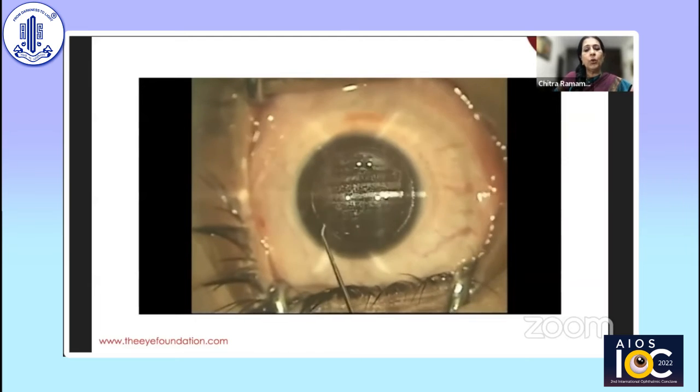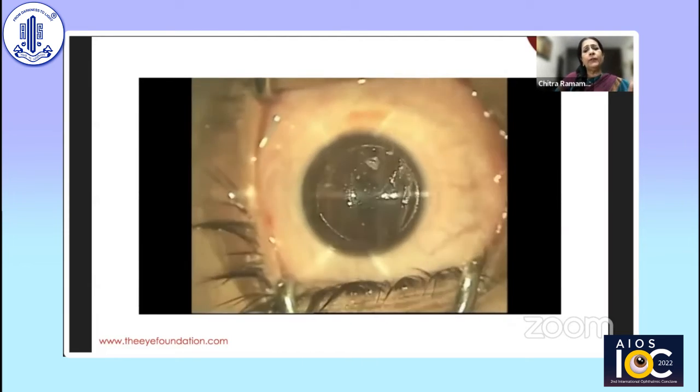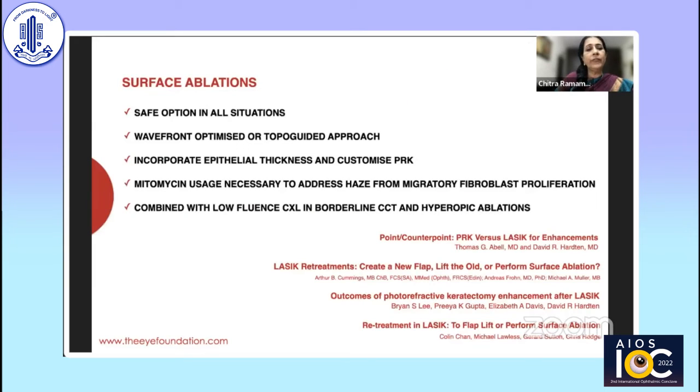Now, this is just to show a little decentered flap wherein a deeper flap was created and the flap was lifted and treated. Surface ablation apparently looks like a very safe option in all situations. And you could take a call whether you're going to do a wavefront optimized treatment or, if it's an irregular topography, whether you do a topo-guided approach. And that comes as a great solution in these difficult moments.